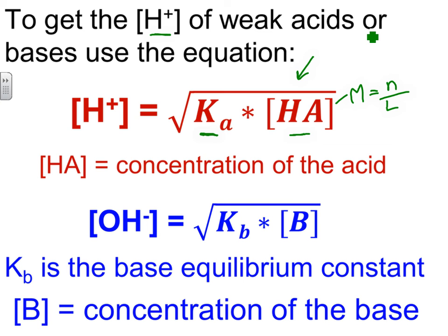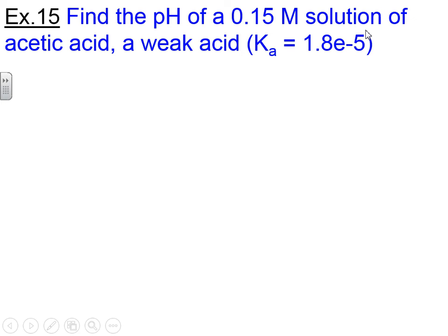Same thing with a weak base. If you have a base, to get the OH minus, you take the square root of the Kb, the equilibrium constant for the base, times its concentration. And you'll get the OH minus. From there on, you can negative log it to get the pH or pOH. Let's do exactly that. So we want to find the pH of a 0.15 molar solution of acetic acid, the famous vinegar.